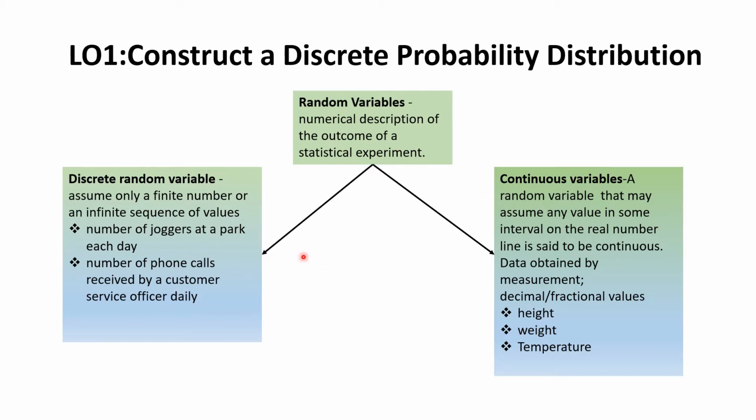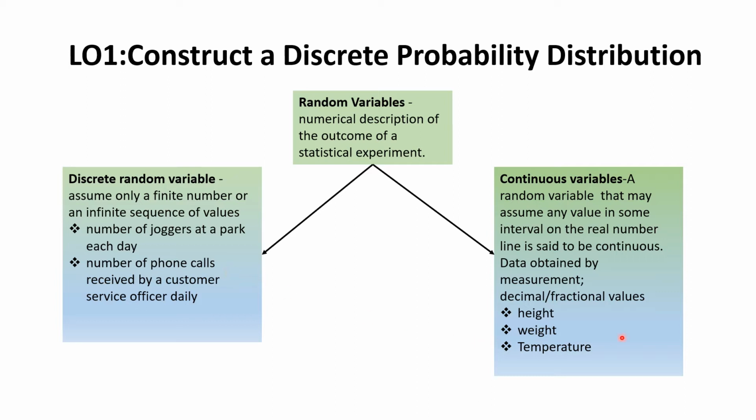Discrete random variables are examples like the number of joggers at a park, the number of phone calls you receive, the number of students in a class. So with all these examples, it has to be only a finite number or infinite sequence of values. For example, 1, 2, 3, 4, 5 or 0 as well. But it cannot be like 0.5 or 1.5. It's not continuous. It's discrete.